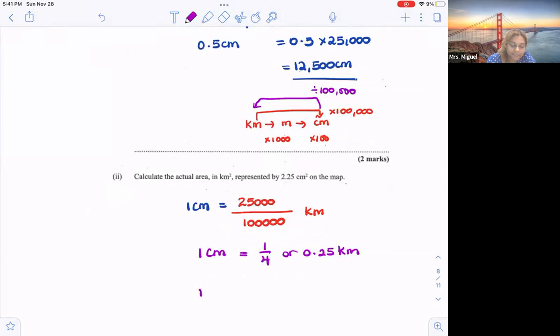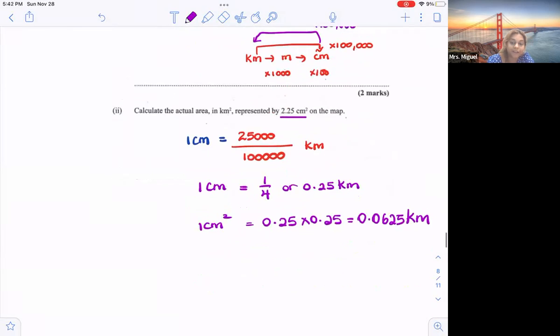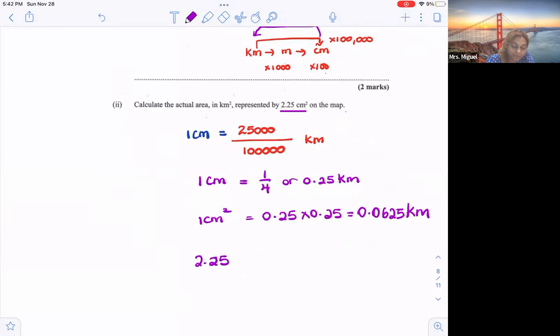So therefore, to get centimeter square now, it will be 0.25 by 0.25. And we know 25 by 25 is 625. So 0.25 by 0.25 will give me 0.0625 kilometers. And we want to know how much 2.25 represents. So 2.25 by 0.0625, which is 0.140625 kilometers. Let me pause here.